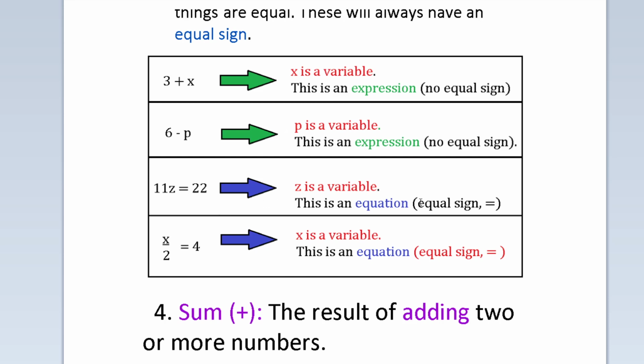What we see with the blue arrows, that there's equal signs. So we call these equations. But again, we see some different letter, or we see a z for a variable. We see x again. So the difference is pretty easy. Expressions don't have the equal sign, equations do. An equation has equal kind of in the name.